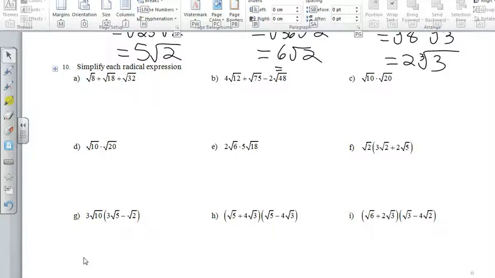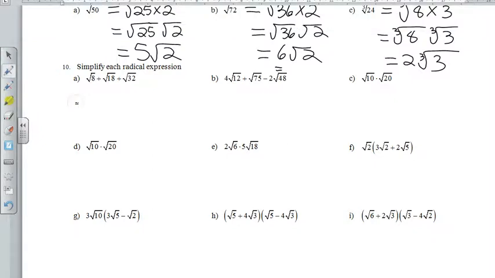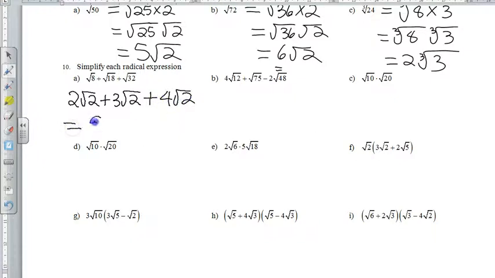So, simplifying each radical expression. When adding or subtracting radicals, they need to be like radicals. And so root 8 is 2 root 2, and root 18 is 3 root 2, and root 32 is 4 root 2, and that's 9 root 2. Okay?